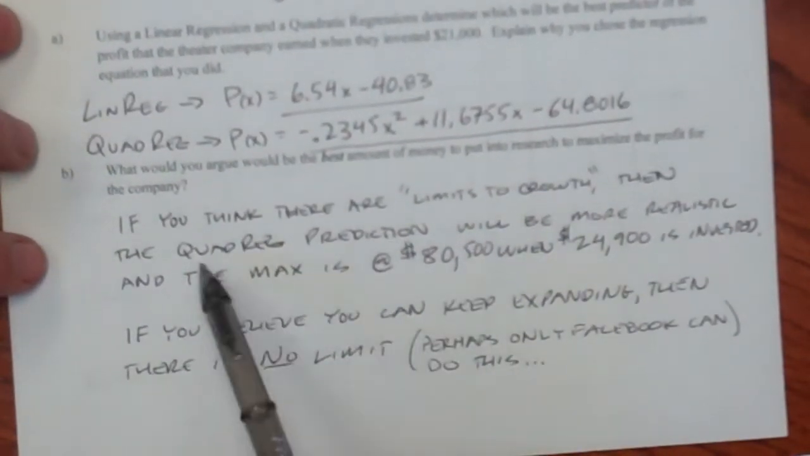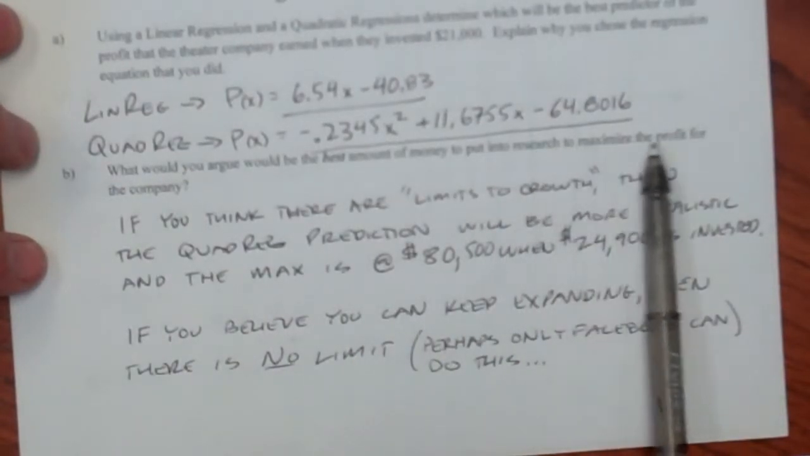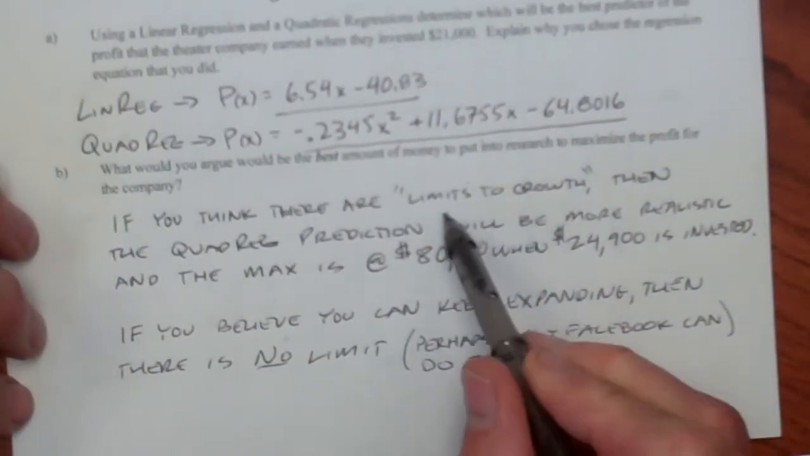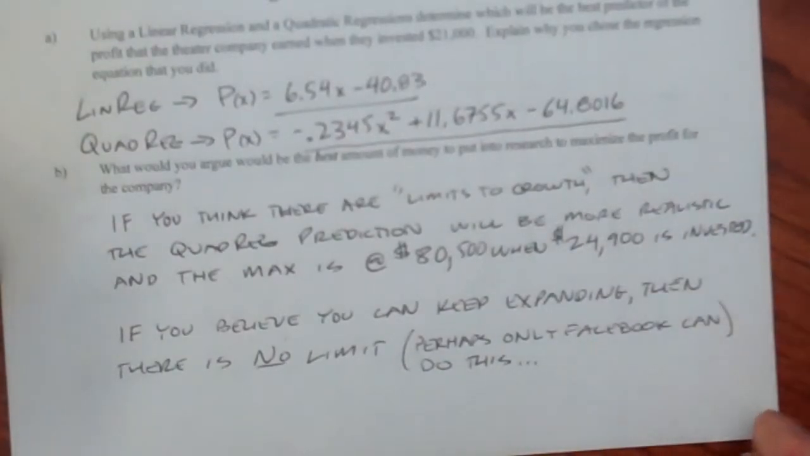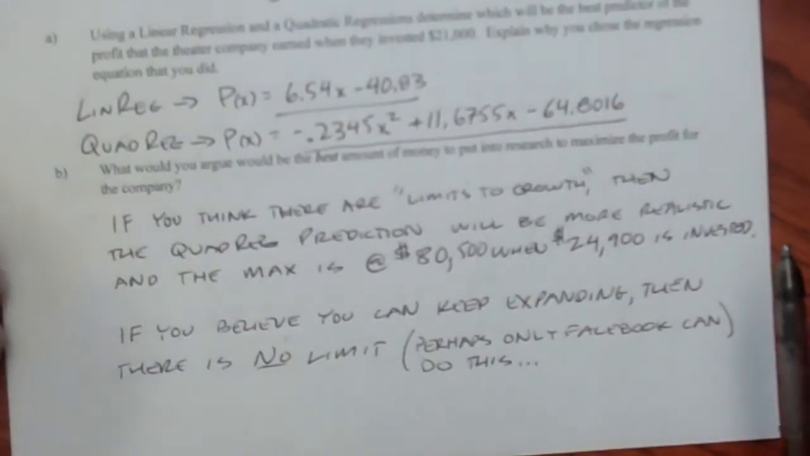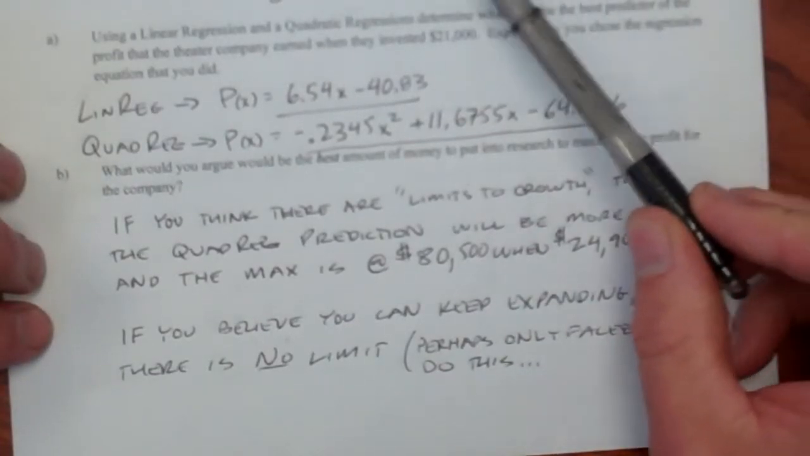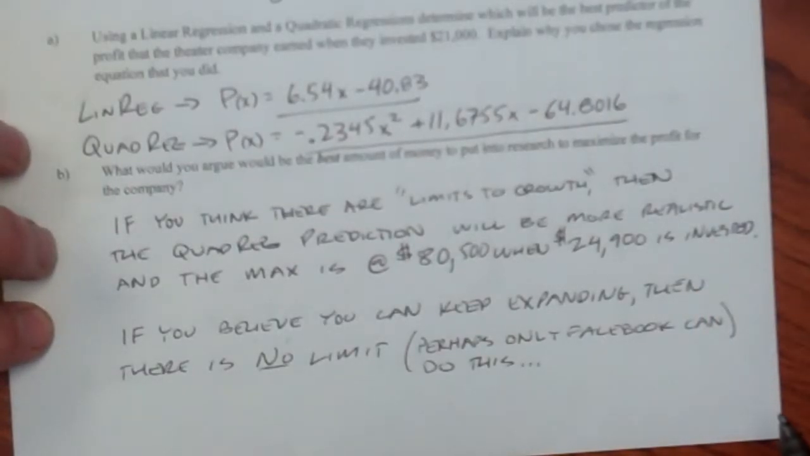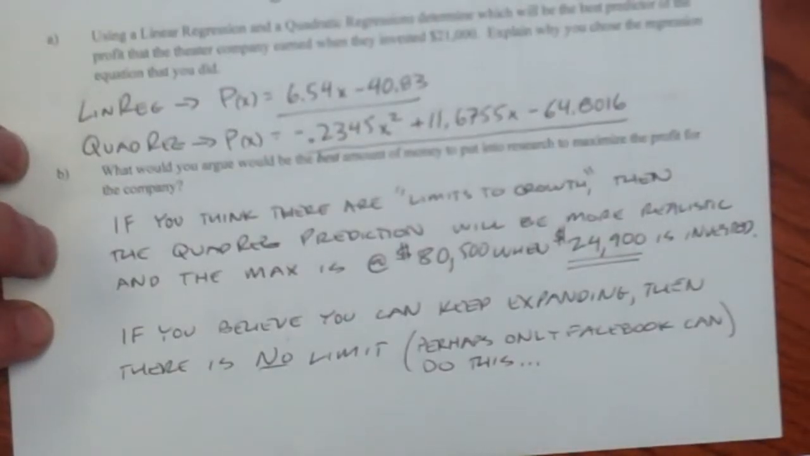And then this is where it gets more interesting. What would you argue is the best amount of money to put into research to maximize the profit for the company? Well, in the real world, there usually are limits to how much you can grow. You can't just keep throwing money at something and expect always for it to get better and better and better. So I would tend more towards the quad reg. The maximum is found based on this data to be at 24.9, or $24,900. So that's the best amount to invest to make a maximum profit of over $80,000.